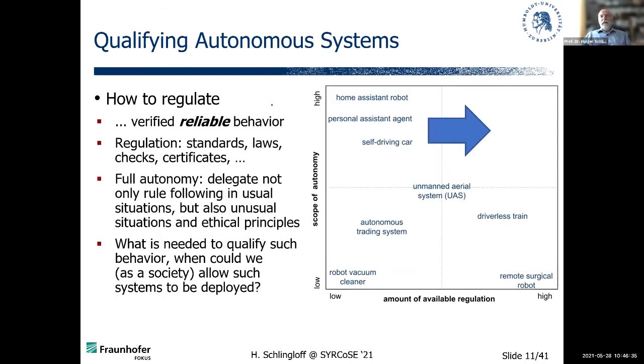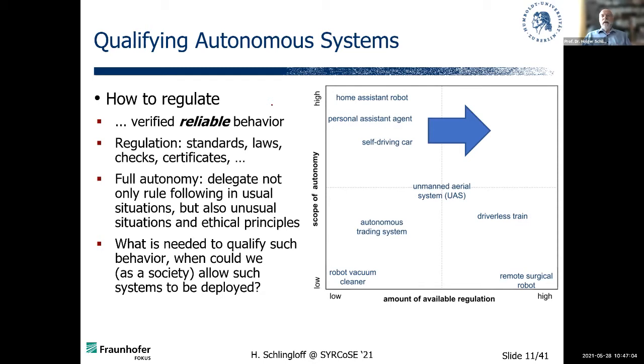So the question is how to qualify such autonomous systems, and in particular how to regulate them. What do we need to specify here, and how to verify reliable behavior? And of course, what are the usual sources for regulation? What are the standards? Which are the laws? Which are the checks and certificates which you can obtain?